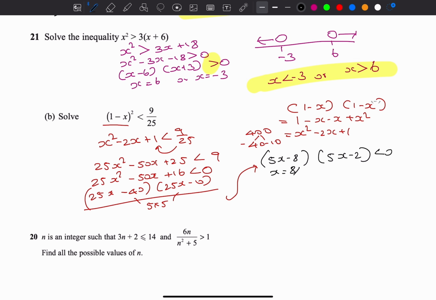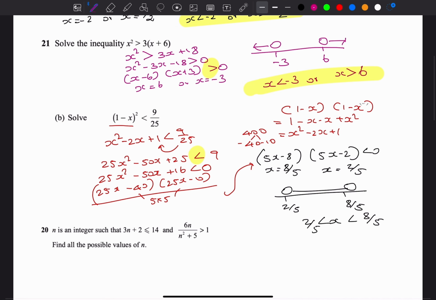X is 8 over 5, or x is what? X is 2 over 5. So of course 2 over 5 is smaller, 8 over 5 is larger. Circle, circle. Look at the way the signs are pointing inwards. So in like that. X is greater than 2 over 5, less than 8 over 5. You can square root the thing and then do it a bit quicker, to be honest. I'll show you that one as well, just in case you want to do it. Another way to quickly do this is to square root it both sides.